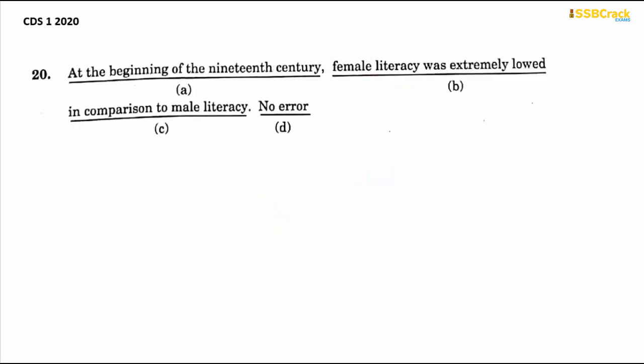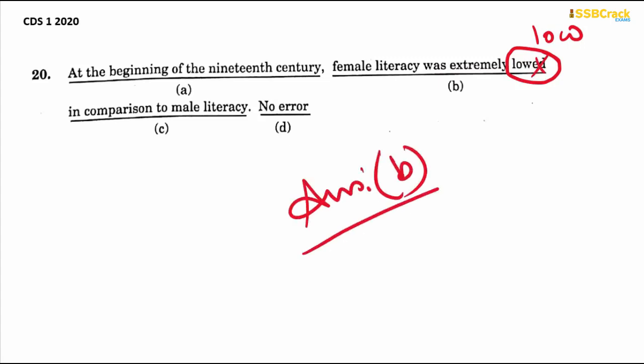Next is the last question from CDS 1 2020, spotting of error. At the beginning of the 19th century, female literacy was extremely low in comparison to male literacy. See here, was extremely low, not lowly, it should be low. And improper use of adjective is used here. Was extremely low, not lowly. Okay, so answer is option B.